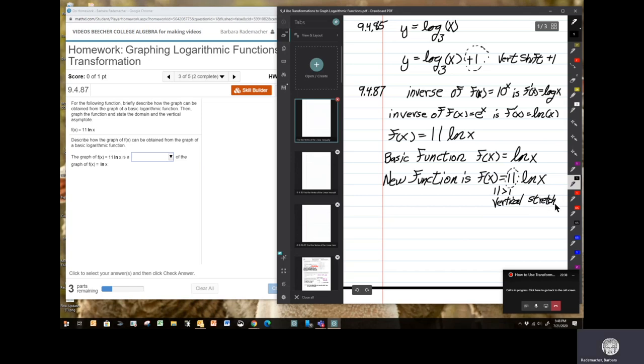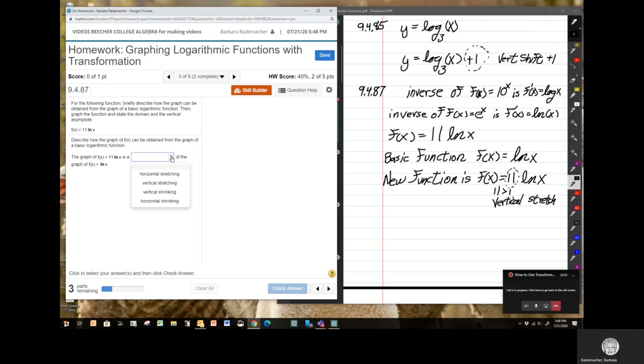And that is the only transformation we're going to be dealing with. All right, now, graph f of x equals 11 times the ln of x is a vertical stretching of the graph of f of x equals ln x. Check answer. Yes, that's true.